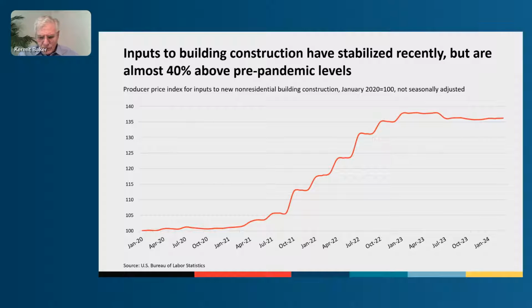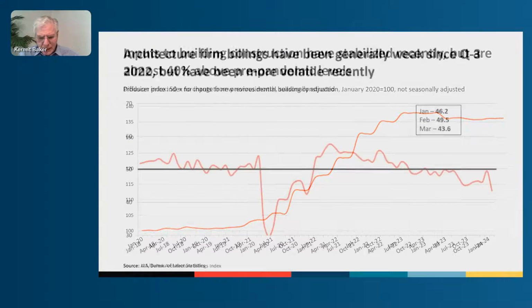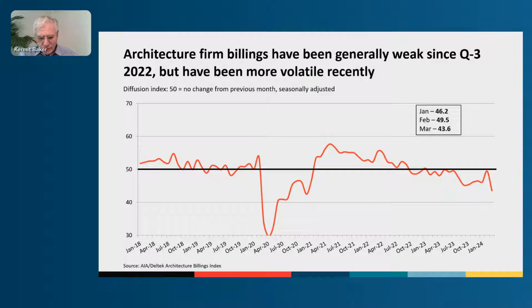Next slide moves on to our Architecture Billings Index. That's the initiative that the AIA has undertaken for almost 30 years that tracks business conditions at architecture firms. And our analysis concludes that the ABI leads construction activity by around 9 to 12 months, and it's got a very high degree of accuracy.